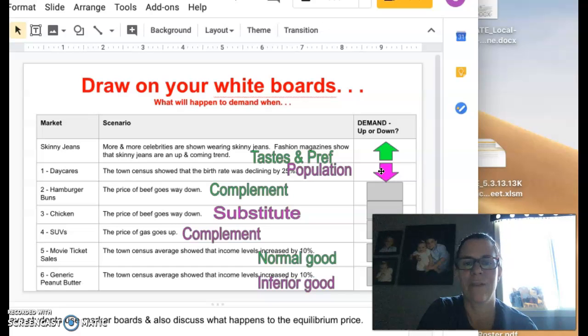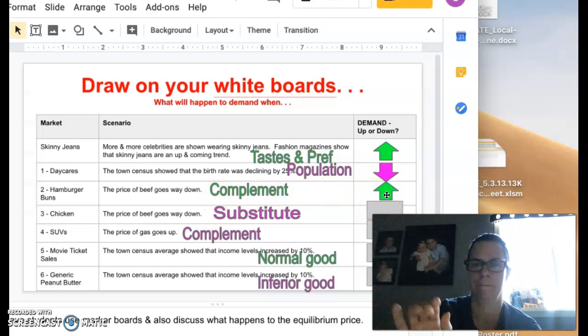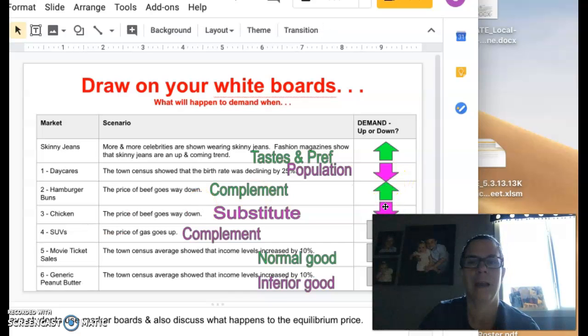Okay, next one. I'll give you a hint. It's a complement good. What will happen for the market on hamburger buns if the price of beef goes way down? Will demand increase or decrease if beef becomes cheap? I hope you said that it will increase. Next one is chicken. Chicken is a substitute good for beef. So the price of beef goes way down. What will happen for the market for chicken? I hope you said that the market for chicken would decrease.